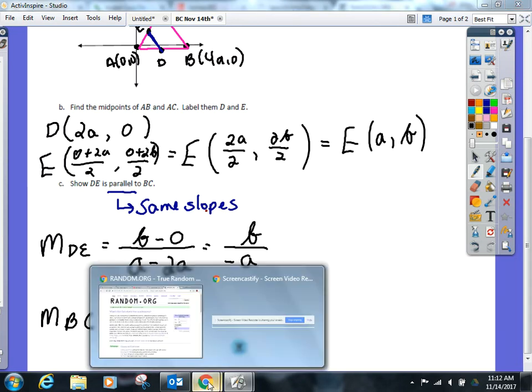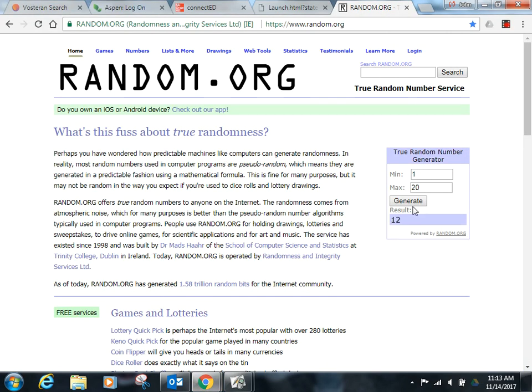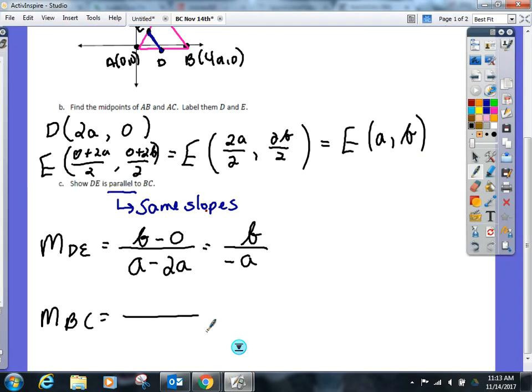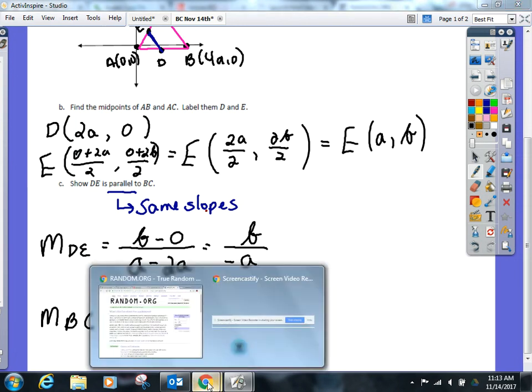Give me the y coordinates in any order. Y coordinates, here we go. 12 y coordinates. 2b minus 0. Okay. Same order for the x coordinates now. I got 2b minus 0.